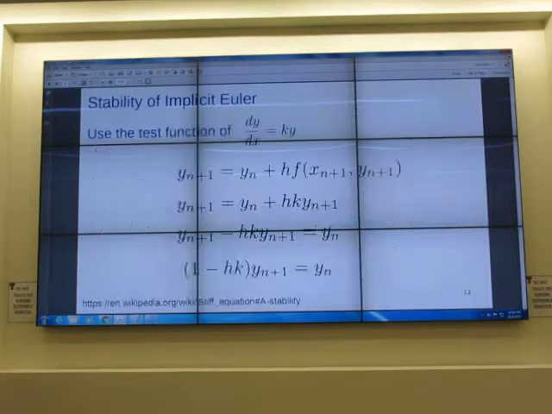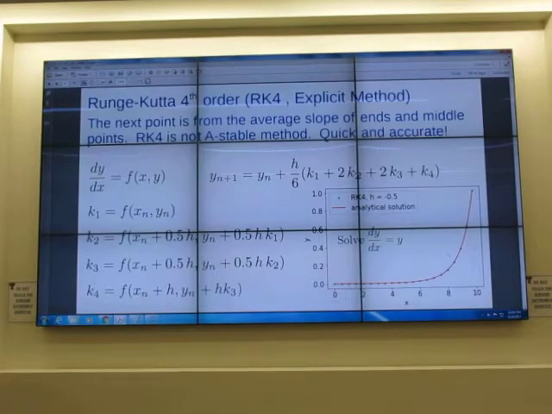Okay, 4 more minutes. What shall we do? Okay. A better method, the Runge-Kutta method. The Runge-Kutta method is an explicit method. Okay, but it's fourth order accuracy. It's better. 10 to the power 4 times better than the implicit method.